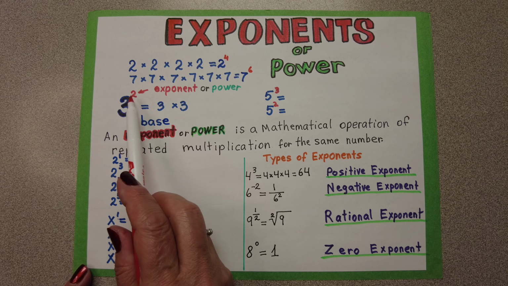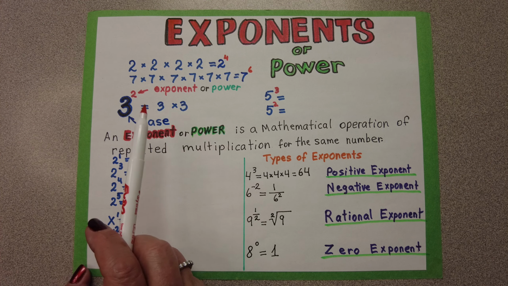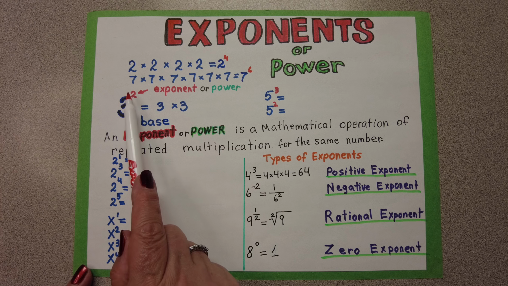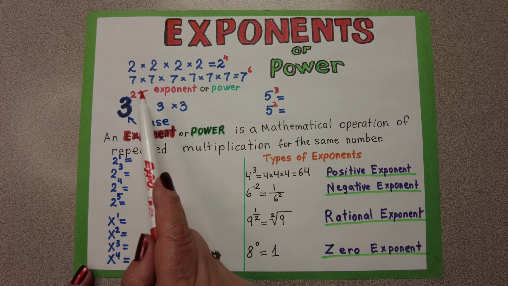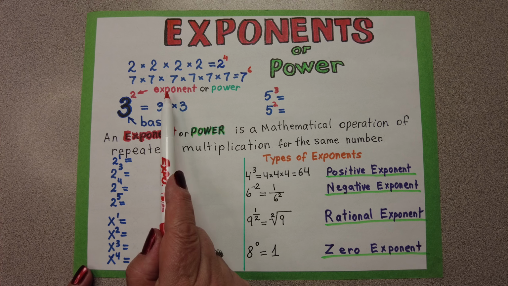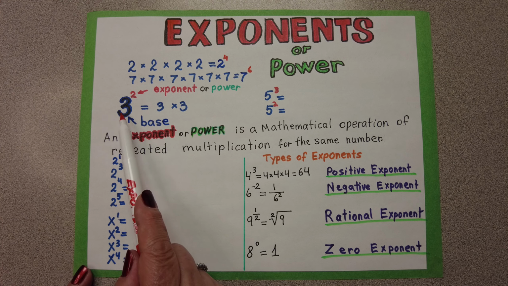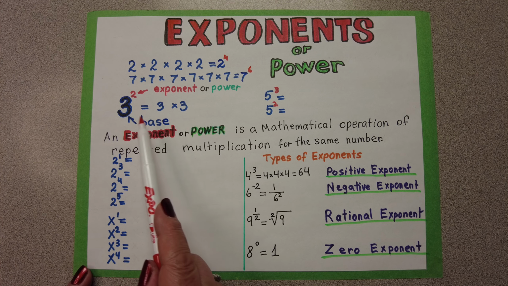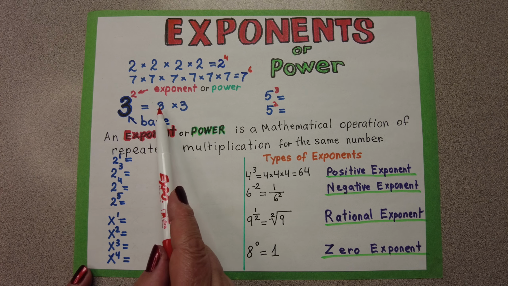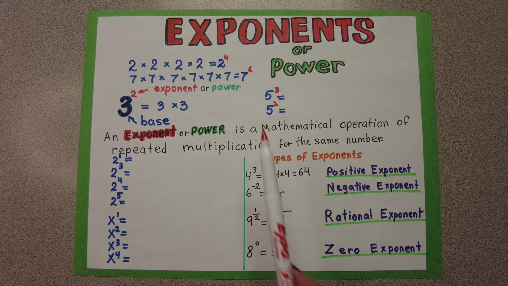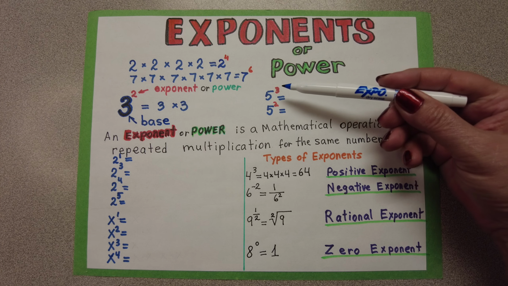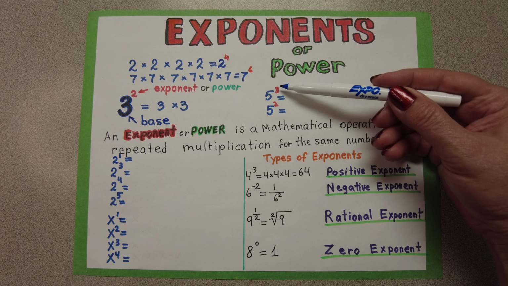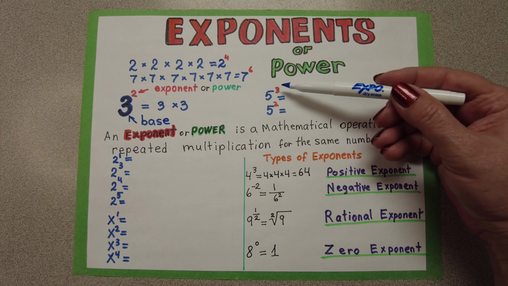So in this number I showed you 3 squared, or we say 3 to the power of 2, where 2 is the exponent or power and 3 is the base. 3 squared equals 3 times 3. Let's do some more examples here. We have here 5 cubed, or 5 to the power of 3.